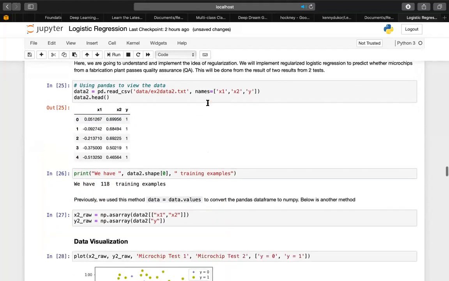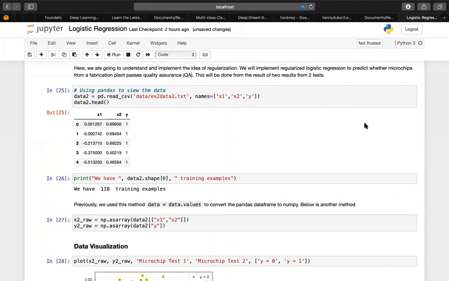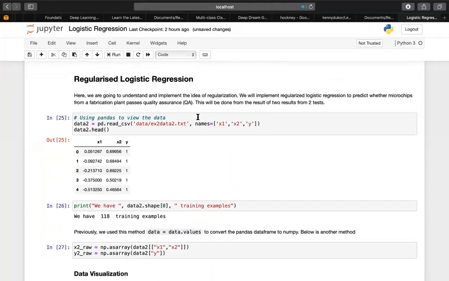Let me read what the problem statement is. It says, here we're going to understand and implement the idea of regularization. We will implement regularized logistic regression to predict whether microchips from a fabrication plant pass quality assurance. This will be done from the result of two features, two features from two tests.